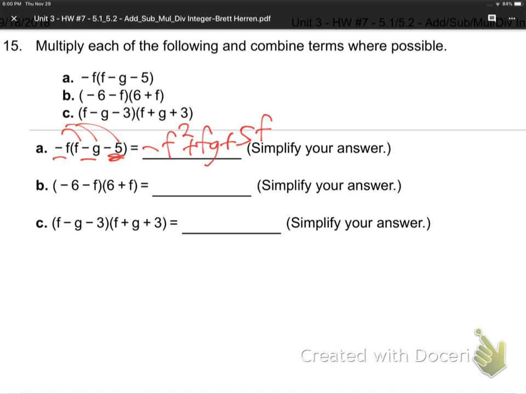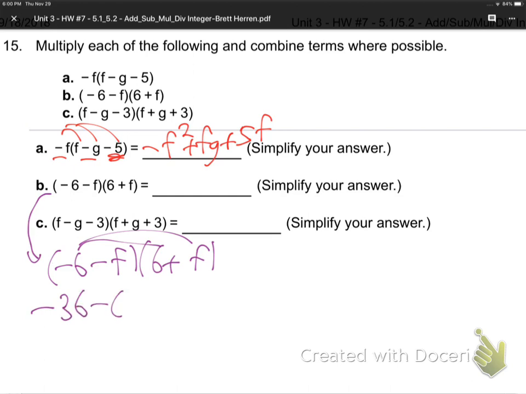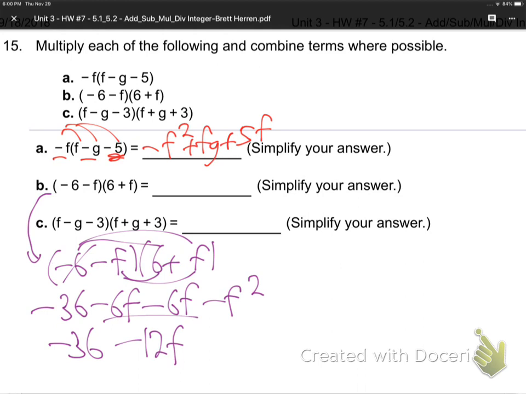This is a FOIL. Let me bring it down here. Do you remember how this works from your algebra days? Foiling out, this first one goes to both. That'd be negative 36 minus 6f. He's done. And now this one goes to both. Minus 6f minus f squared. That's negative 36 minus 12f. They're like terms. Minus f squared. So there's the answer here: minus 36 minus 12f minus f squared.